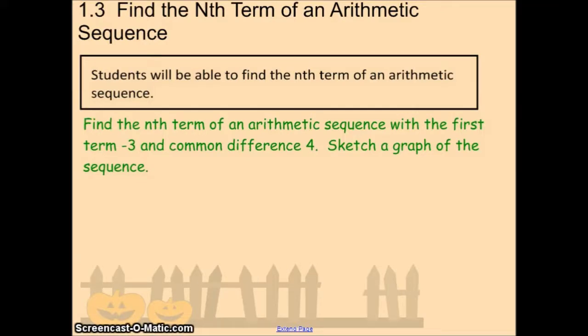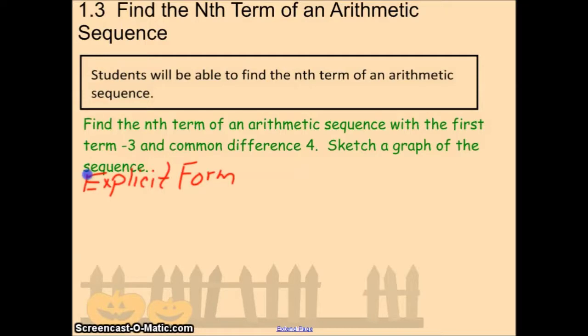Find the nth term of an arithmetic sequence with the first term -3 and common difference 4, and sketch a graph of the sequence. Okay, we have the formula that I taught you in the previous section. This is the explicit form, and if no one tells you otherwise, that's what we're looking for. The explicit is a much more mathematically eloquent formula than recursive is.